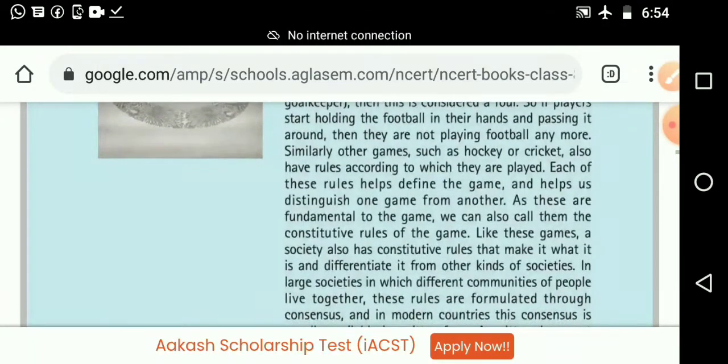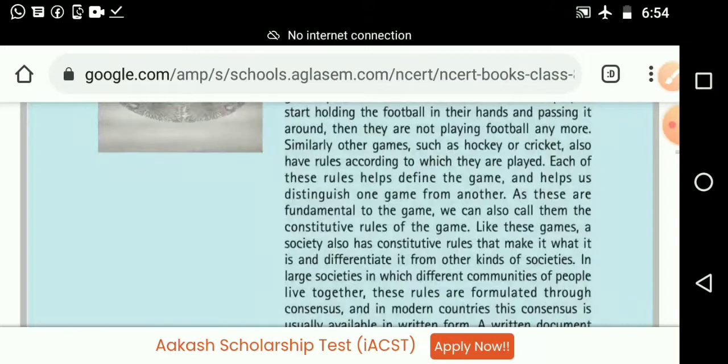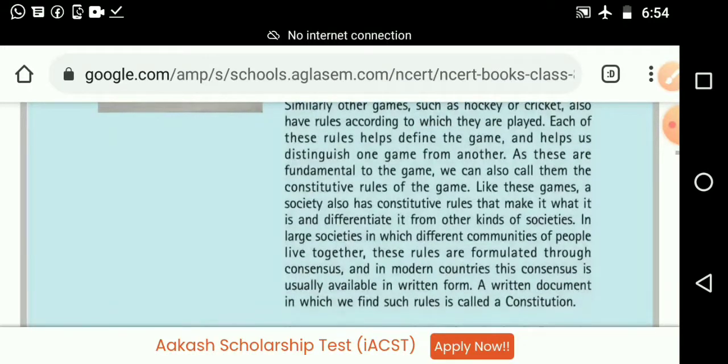So today's activity: find out the history of any one game like chess, hockey or cricket. Okay, better we will take chess. It is a small game that we all enjoy. Find out the history and the rules and regulations, and you can present it in the form of a PPT, covering the history as well as the rules and regulations of chess.